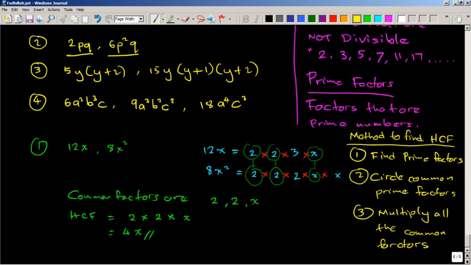Dah habis. Macam mana, dapat tak? Tak tahu kalau betul ke tak. Apa dia? What's your answer? 2pq. Congrats. That is the right answer.